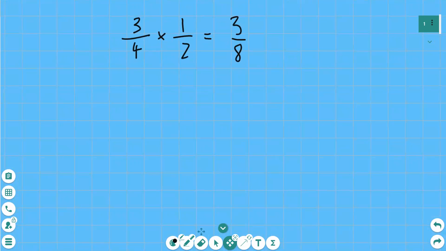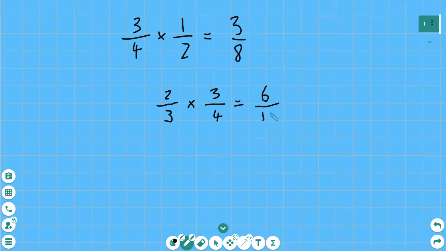So let's think of another one, shall we? 2/3 times 3/4. Well, we multiply the numerators together. 2 times 3 is 6. We multiply the denominators together. 3 times 4 is 12. When you get an answer like this, you'll notice they're both in a times table, the 6 times table. So we can simplify that answer by dividing the top and the bottom by 6.